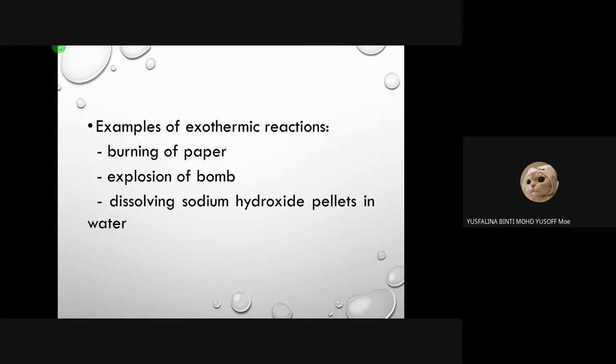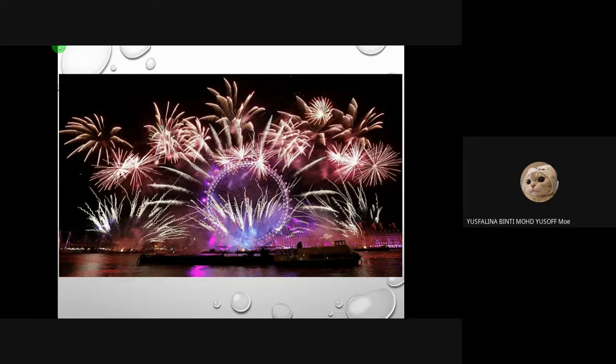So examples of the exothermic: burning of paper and also explosion of a bomb. And then another one, when you dissolve sodium hydroxide pellets in water. All of these will release the heat, and the temperature will rise, and the molecule bond will be broken. Okay, so this is another example, right?